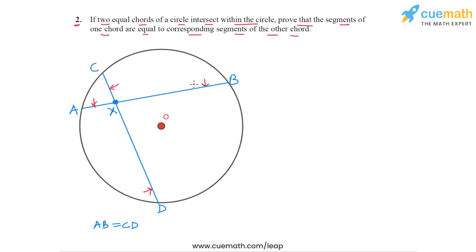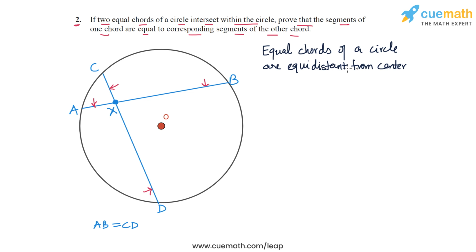To prove the required result, we are going to make use of the fact that equal chords of a circle are equidistant from the center. So I'm going to write this result that we'll use directly. Equal chords of a circle are equidistant from the center. They are at the same distance from the center. So this is what we are going to use. AB and CD are two equal chords, so they should be at the same distance from the center O.